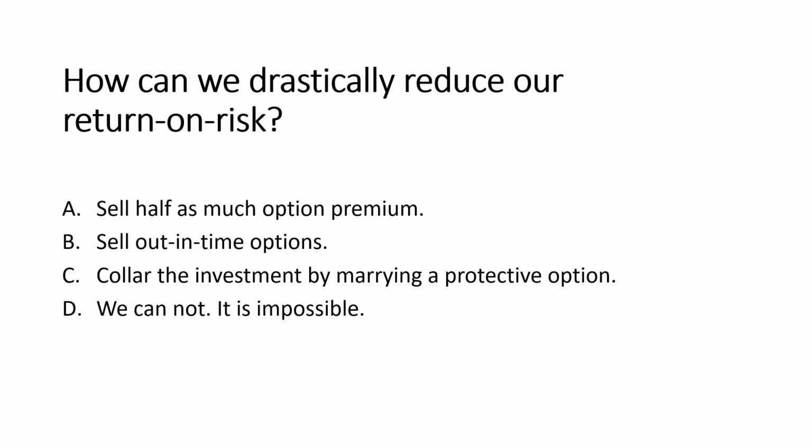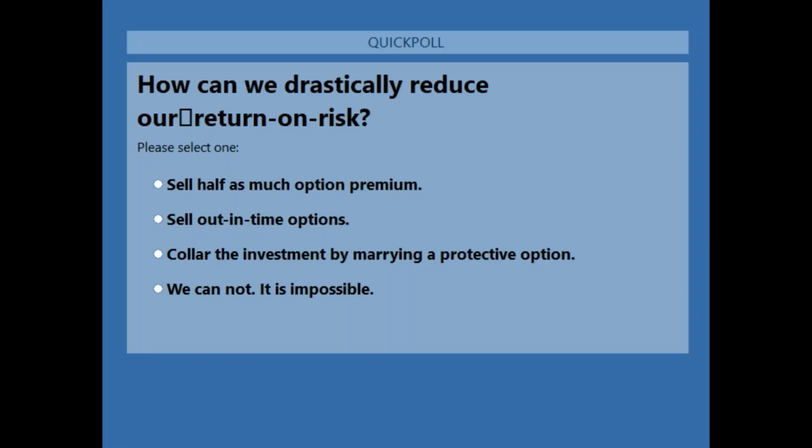So now let's do the next piece of the puzzle. The next piece of the puzzle is how can we drastically reduce our return on risk? Should we sell half as much option premium? Should we sell out-in-time options? Should we collar the investment by marrying a protective option? Or is what I'm talking about just completely impossible? What should we do to drastically reduce our return on risk?